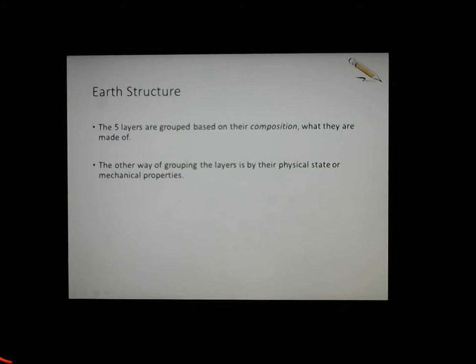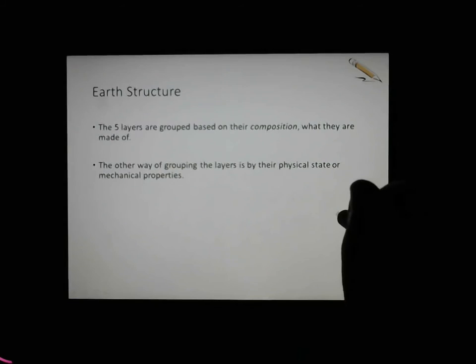Now, those 5 layers are grouped mostly on composition, what they're made of, so what elements we find. We're going to have a look at that in a little detail for a second. You don't need to memorize them, but I do want you to understand it. The other way is to look at the physical state and the mechanical properties. So we're going to look at the Earth in 2 different ways this year. Last year you looked at it from a composition point of view. This year we're going to look at composition and mechanical, and you might have had some of these words for the mechanical part last year.